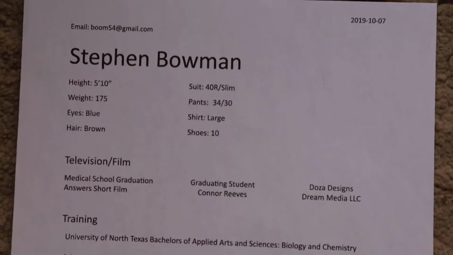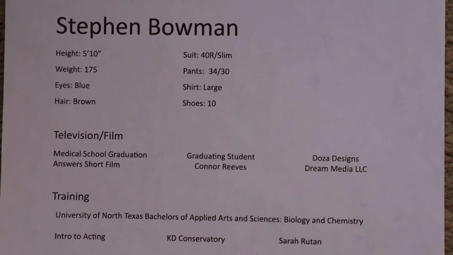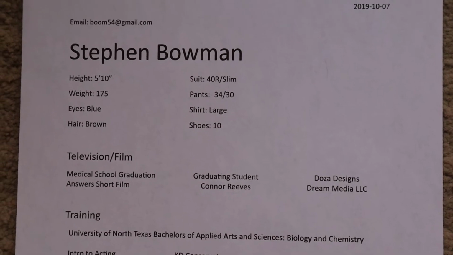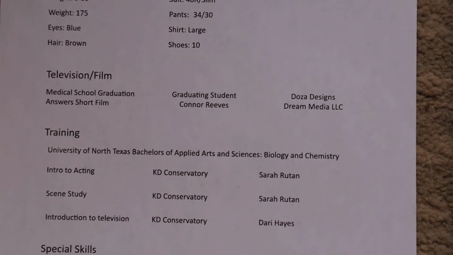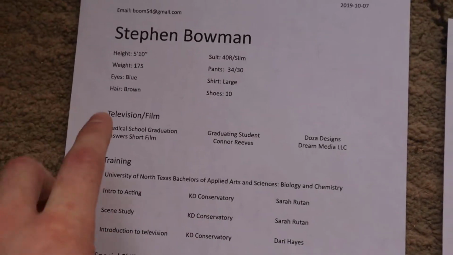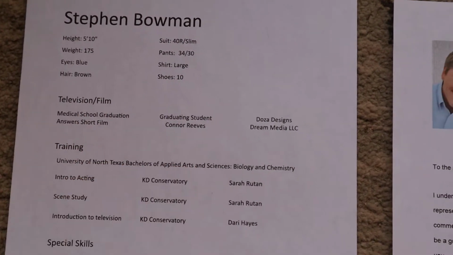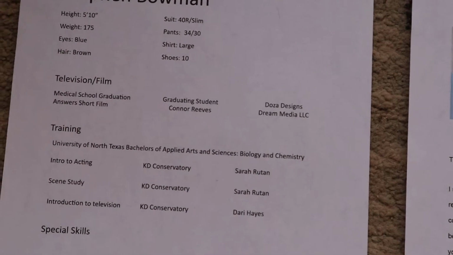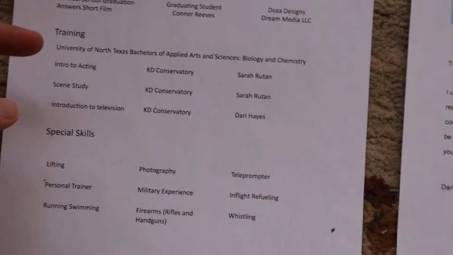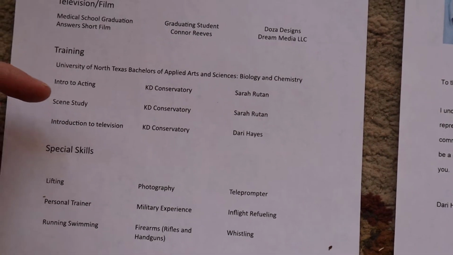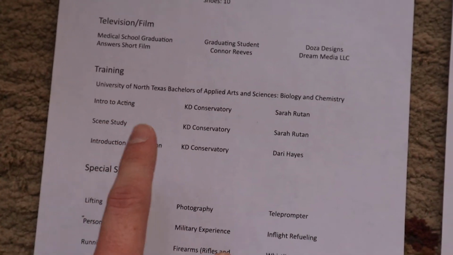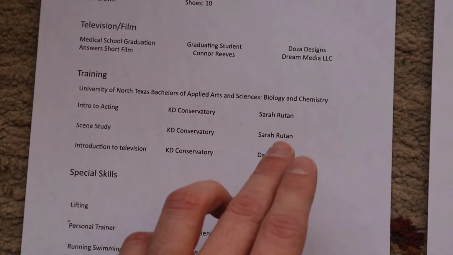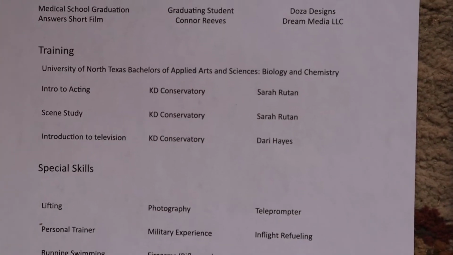Here at the top, we have my email. Then we get down into all of my specifics. Then we talk about my television, film. You can also do theater here. You can do different headers. If you don't have a whole lot of stuff, we're just trying to bulk out the page. Then we come down into the training, and we're going to break this up into 3 columns: intro to acting, Katy Conservatory, and the instructor there at the top.